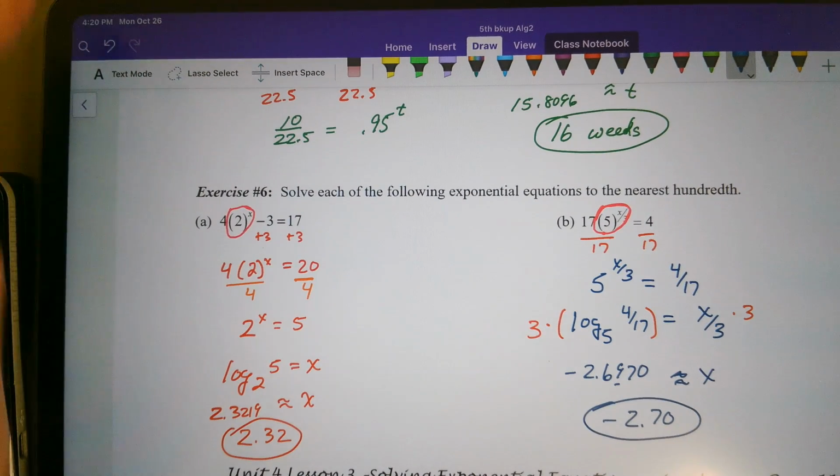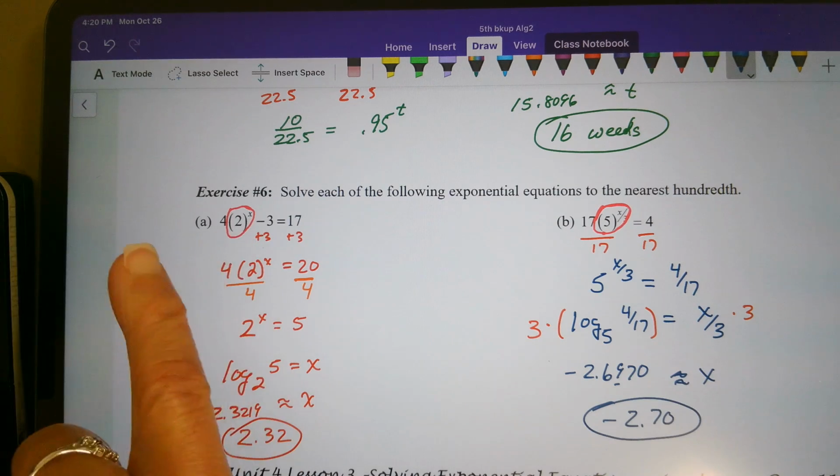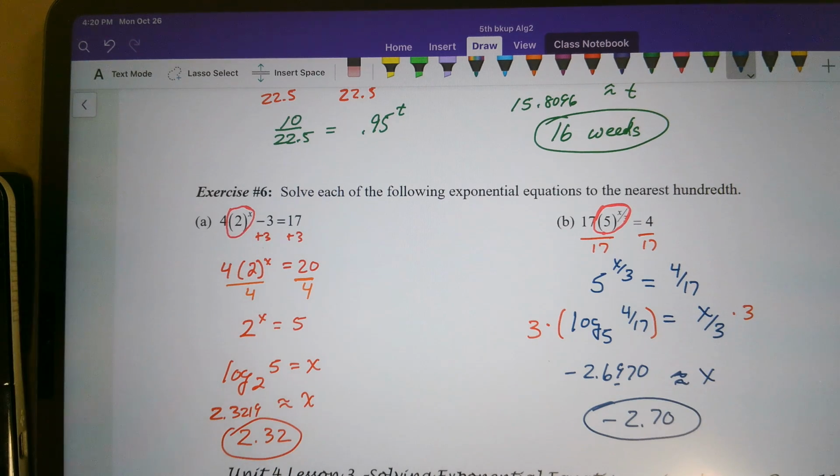Again, remember, all right, before you switch to log form, you have to have your base and exponent by itself.